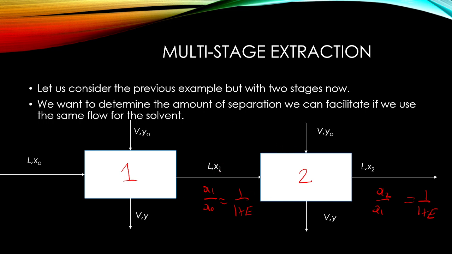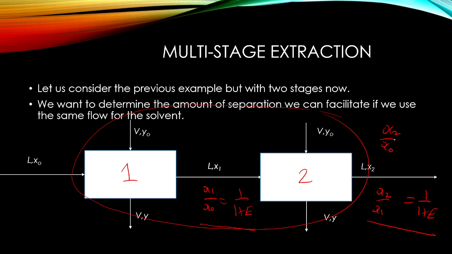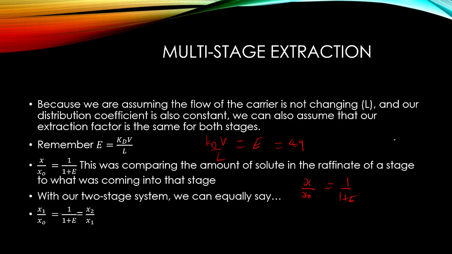So what we are saying is that from what we've done so far, x1 over x0 is going to be 1 over 1 plus E. And then x2 over x1 is also going to be the same expression. This one over here is just comparing what was coming out to what was coming in for stage 1, and this over here is comparing what was coming out to what was coming in for stage 2. We want the overall thing. So we need to compare what was coming out overall to what was coming in initially, right? So how can we go about that?